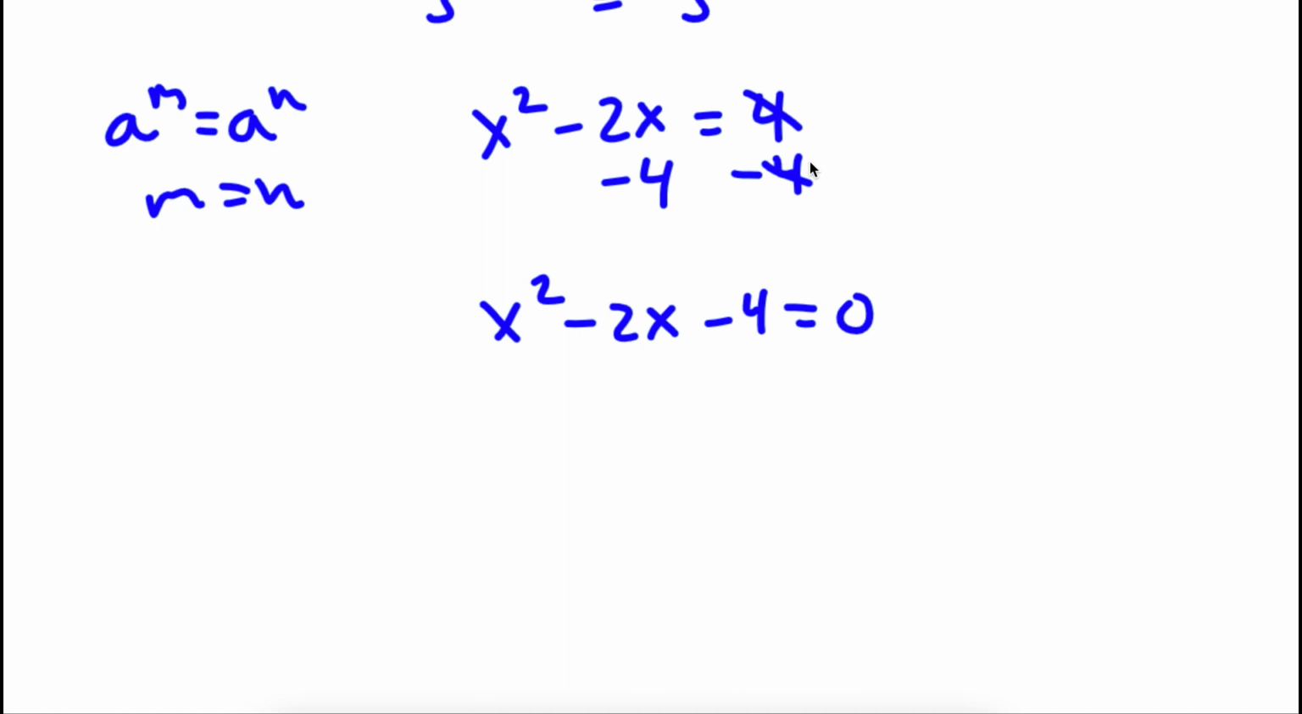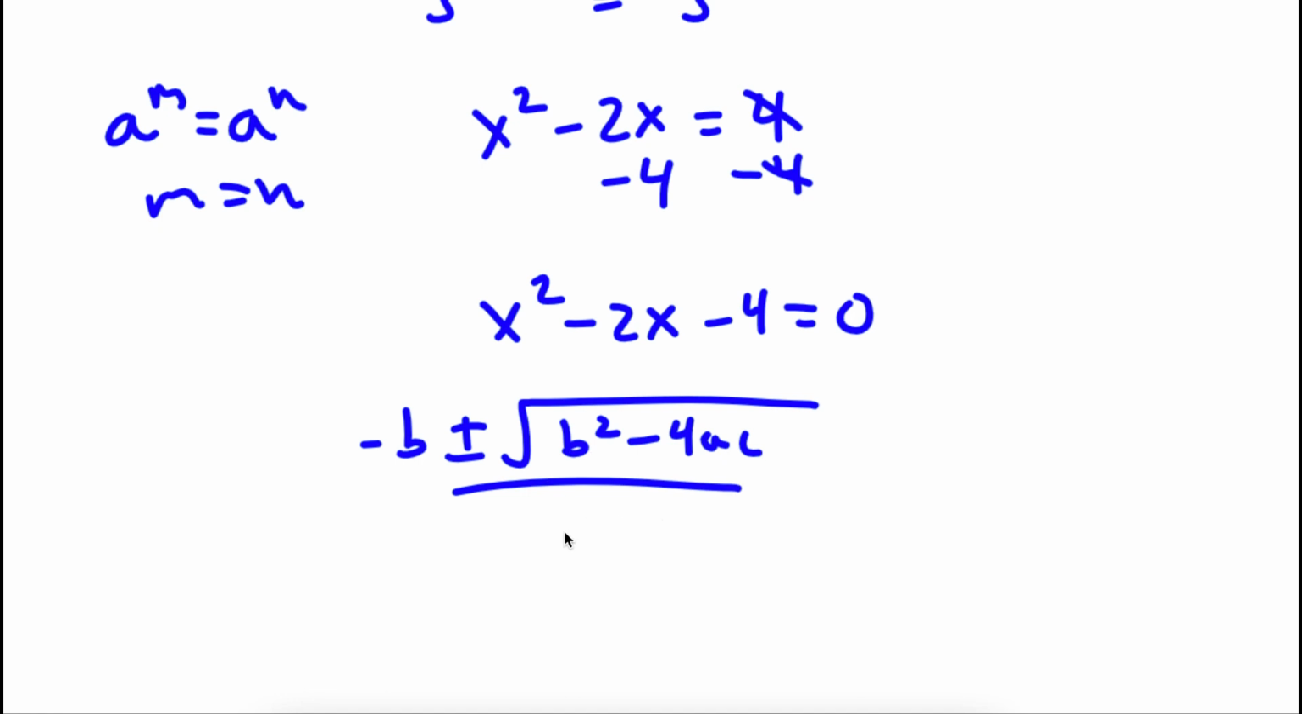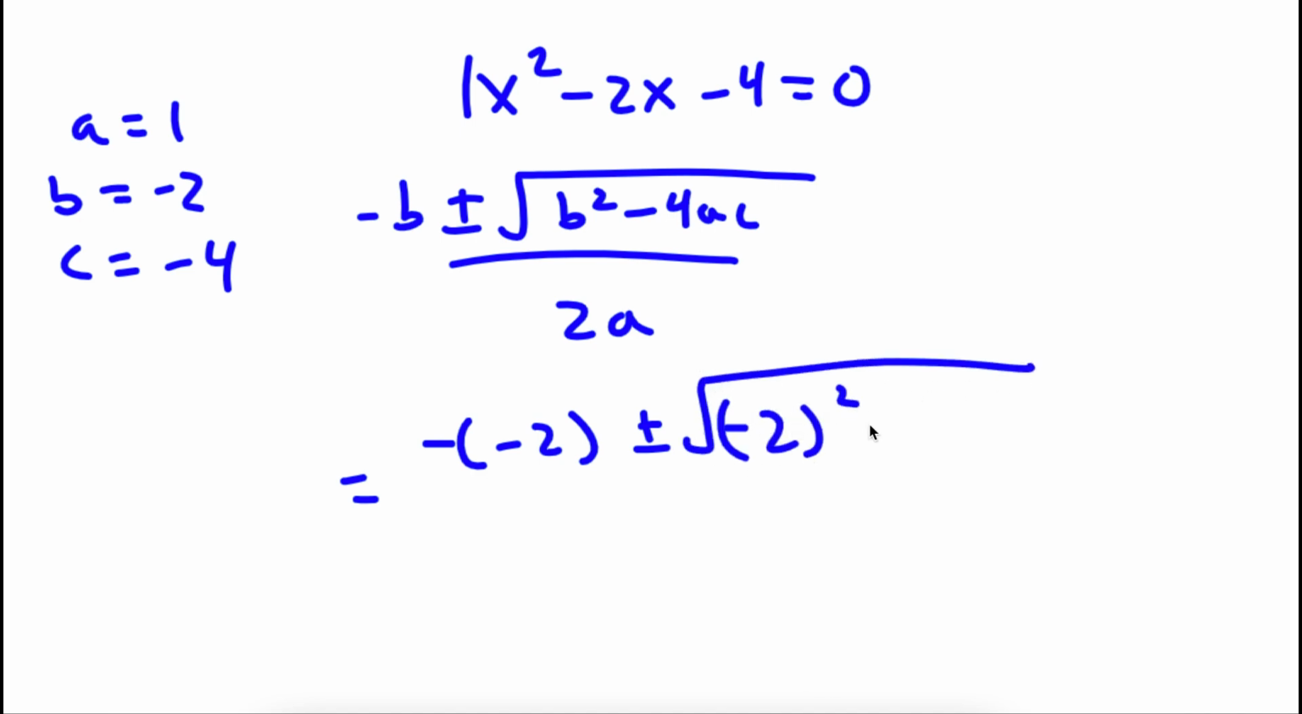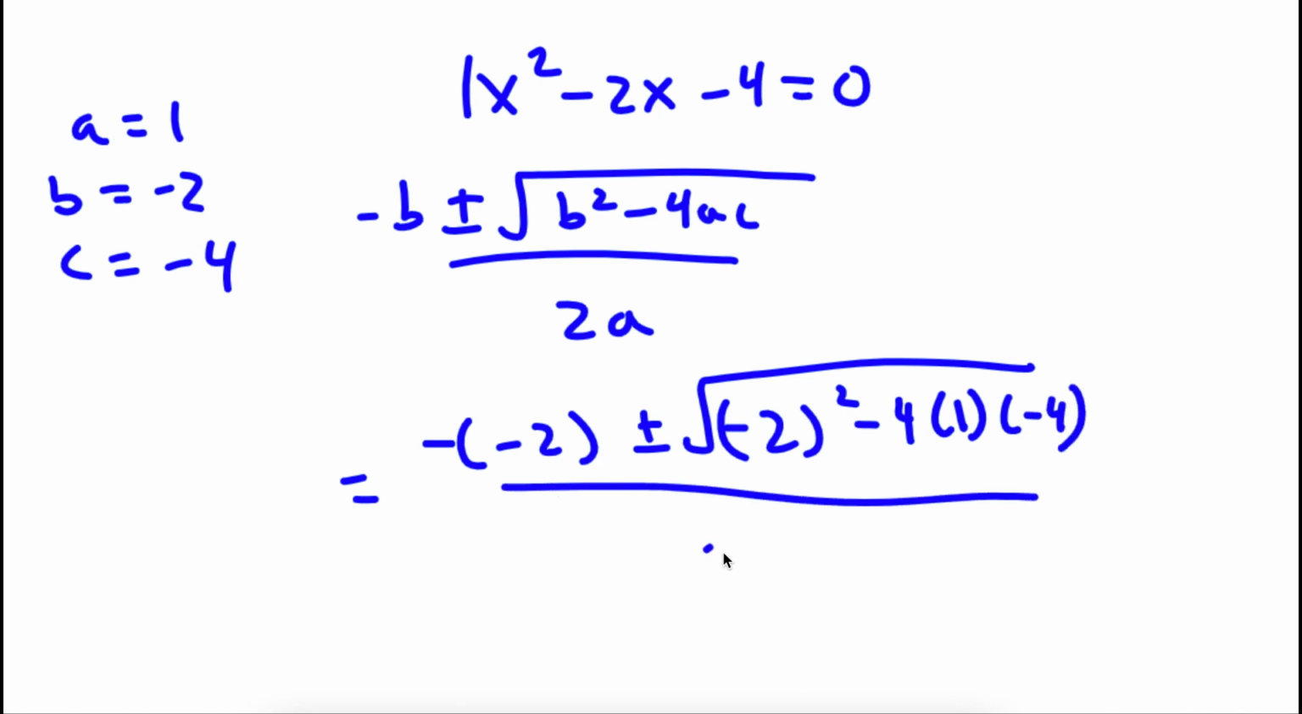Now, to solve this equation, I'm going to be using the quadratic formula, which is negative b plus or minus the square root of b squared minus 4ac all over 2a. So in this case, a is equal to 1, b is equal to negative 2, and c is equal to negative 4. So if I plug these values in, I get negative 2 plus or minus the square root of negative 2 squared minus 4 times 1 times negative 4 all over 2a.